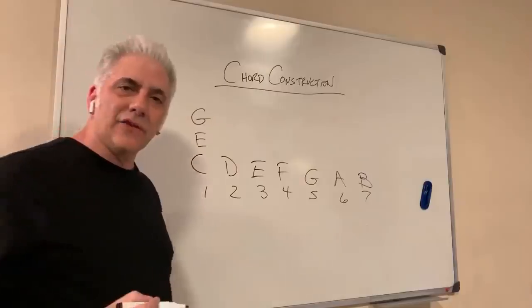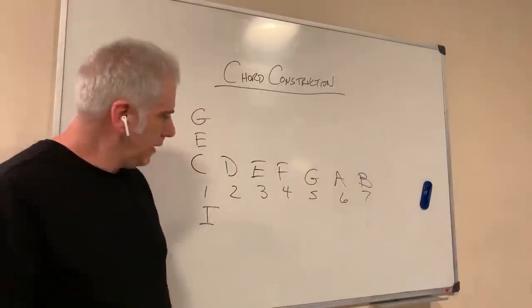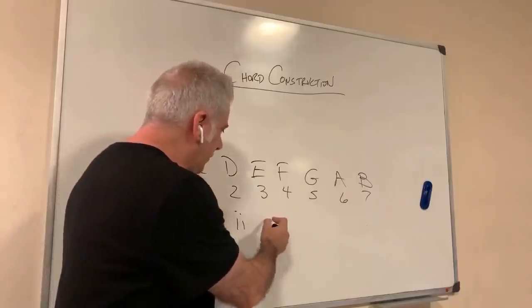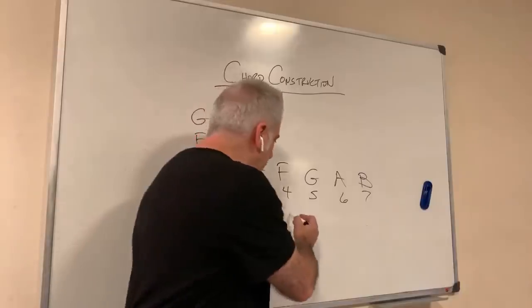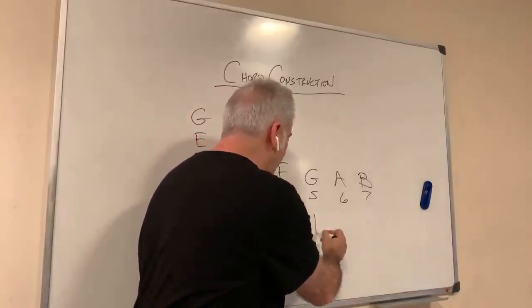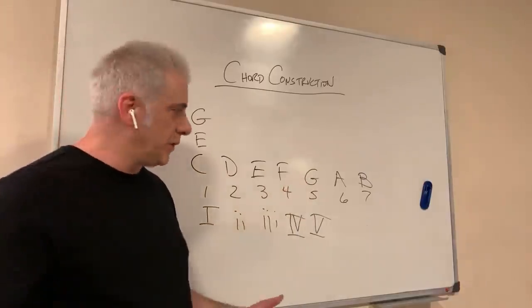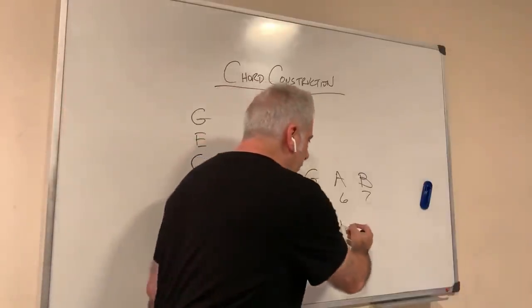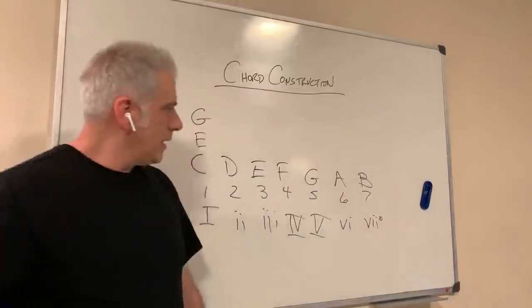We remember from the last video that the 1 chord is always major, okay? The 2 chord is always minor, the 3 chord is minor. That's what these lowercase Roman numerals are. The 4 chord is major, 5 chord's major. Think about your blues, 1, 4, 5. If you're playing a blues, that's what they mean. The 6th chord is minor and the 7th chord is diminished, okay?